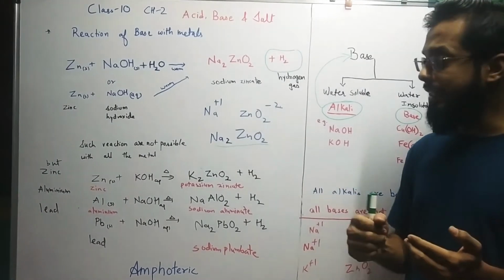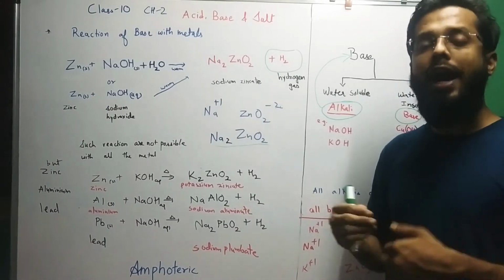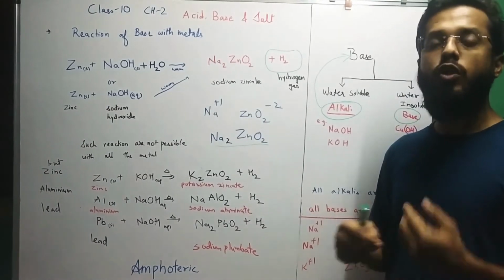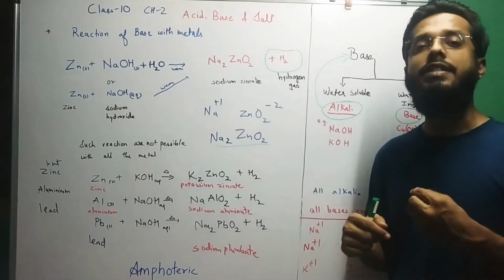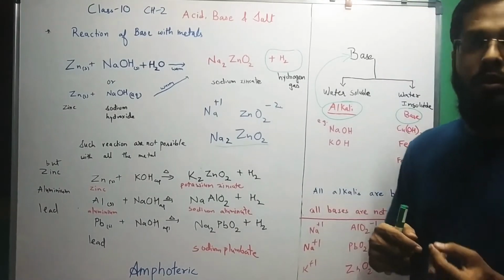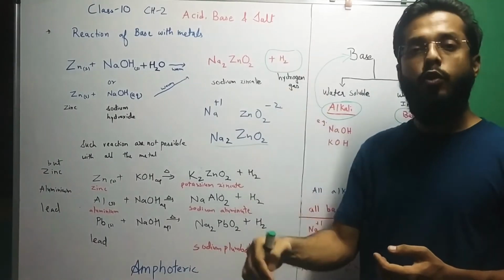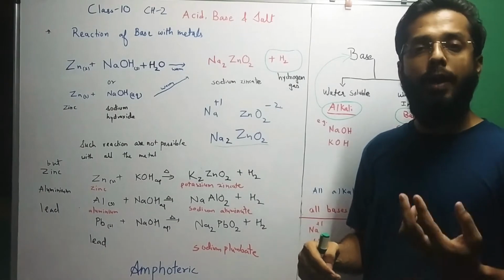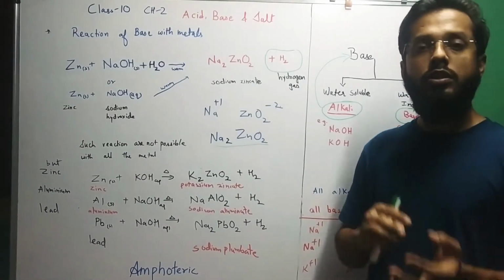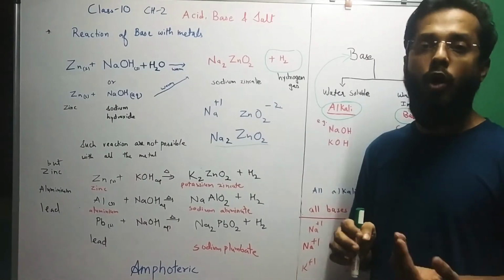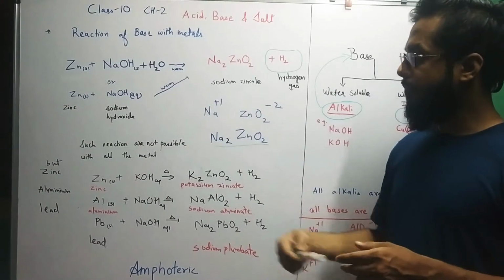But now the question is, do all metals react with base and give hydrogen gas? No, it's not so. As in the last lecture, we discussed the reactivity series of metals. Potassium is a highly reactive metal, and going down the series, gold and platinum are the least reactive. So some metals are non-reactive, some are highly reactive, and some are moderate.